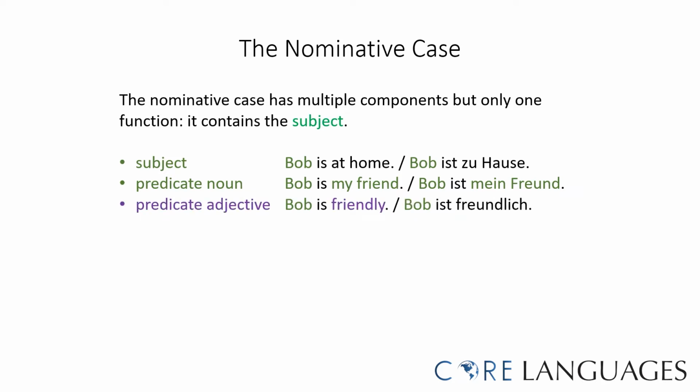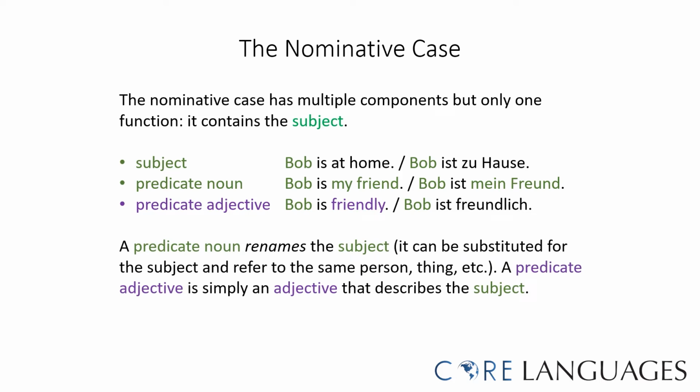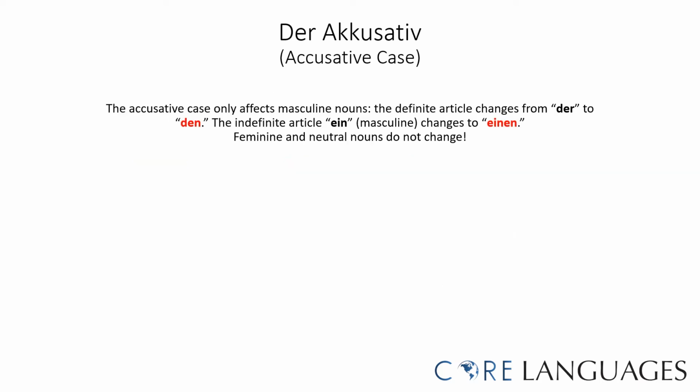I can also use a predicate adjective, in which case I use an adjective to describe the subject. Bob is friendly. Bob ist freundlich. Bob is still in the nominative case. A predicate noun renames the subject. It can be substituted for the subject and refer to the same person or thing. A predicate adjective is simply an adjective that describes the subject.